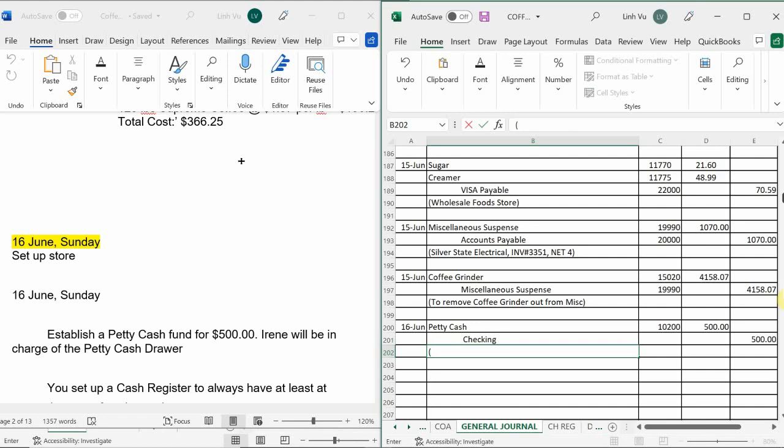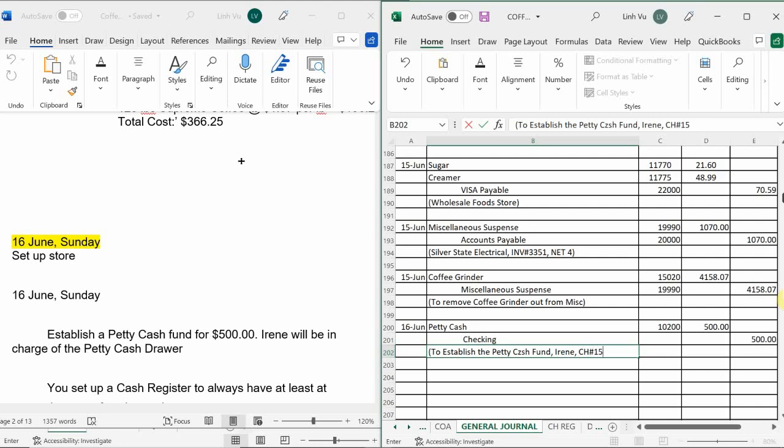To establish the petty cash fund. Good. To establish the petty cash fund. Okay. What else? Would you put Irene's name in there? You could. You could say Irene, right? Because you wrote the check out to Irene. You could say Irene is the petty cash manager. What else? The check number. Yes, the check number.